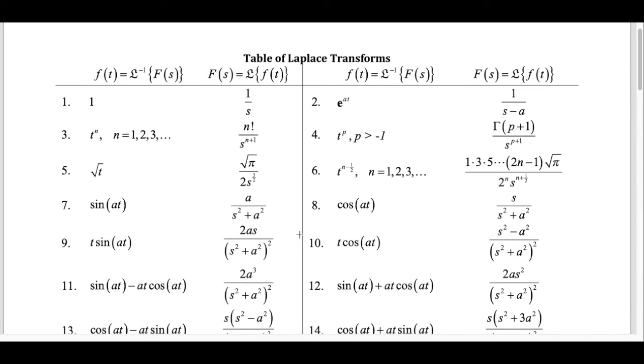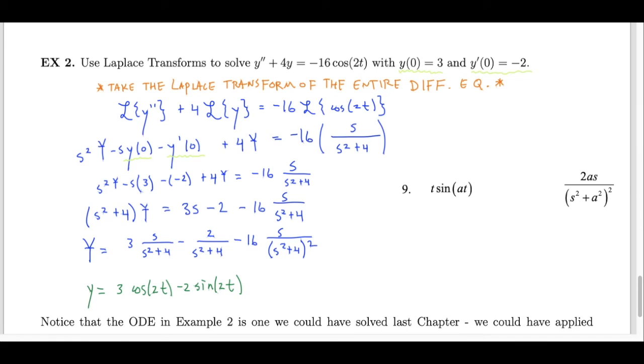Let me actually copy and paste that for reference. Here's that line from the table for reference. And sure enough, I've got s over s squared plus a constant squared, that entire quantity squared, and that matches the structure of the transform that I'm looking at. So I believe my inverse transform will be t sine of, looks like my a in this case will be 2, and then I just have to accommodate this coefficient.